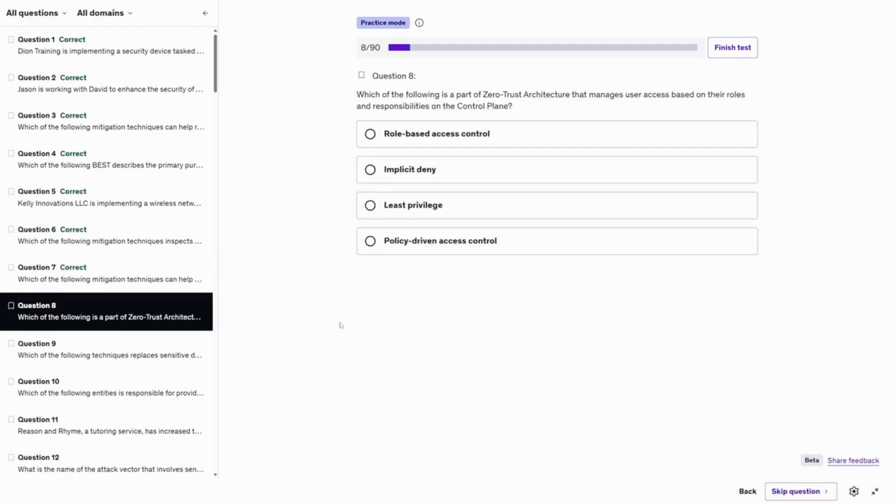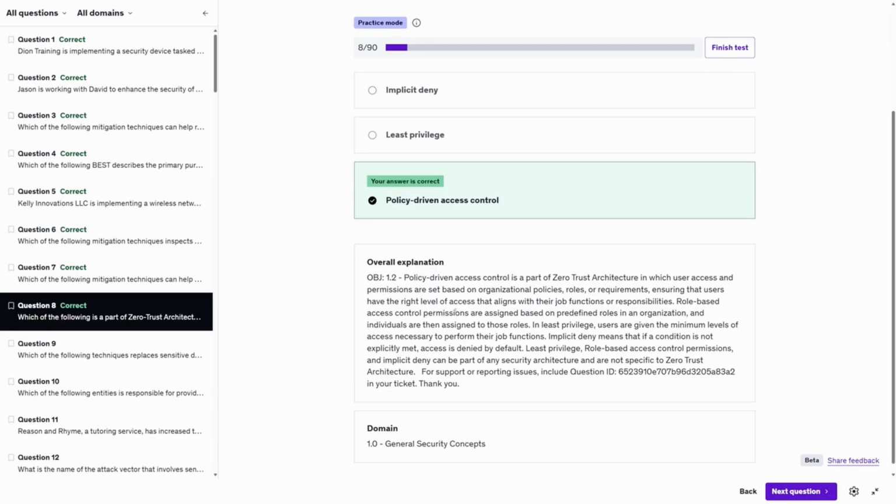Which of the following is part of zero trust architecture that manages user access based on their roles and responsibilities on the control plane? The correct answer for this one is going to be policy-driven access control, I believe. Okay, so policy-driven access control is a part of zero trust architecture in which user access and permissions are set based on organizational policies, roles, or requirements, ensuring that the users have the right level of access that aligns with their job functions or responsibilities.